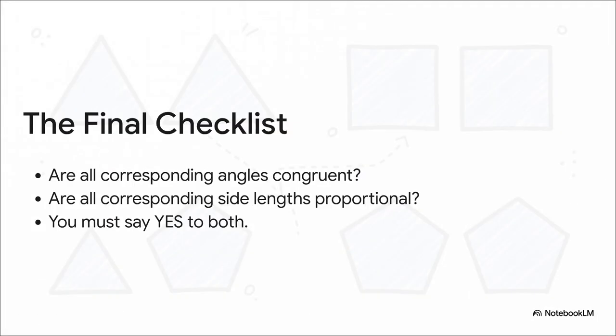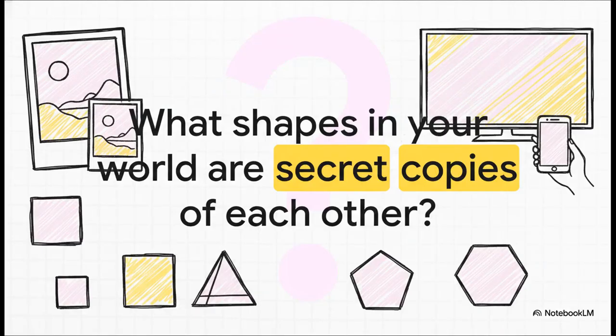So, here it is, your final checklist. Number 1, are all the corresponding angles congruent? Number 2, are all the corresponding side lengths proportional? If you can't say a big yes to both of those questions, then they are not similar. No exceptions. So now that you know the secret of the scale factor, think about it. What other shapes in your world are secret copies of each other? From screen resolutions to pizza slices, similarity is literally everywhere once you know how to look for it.